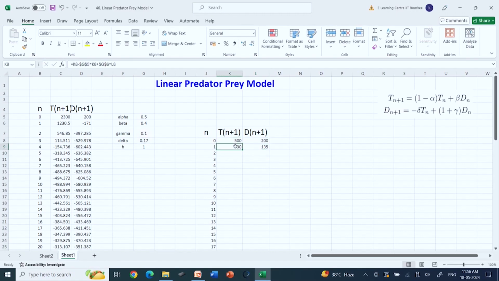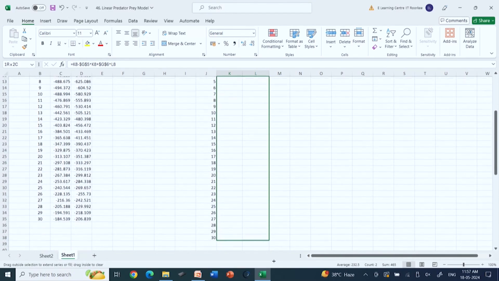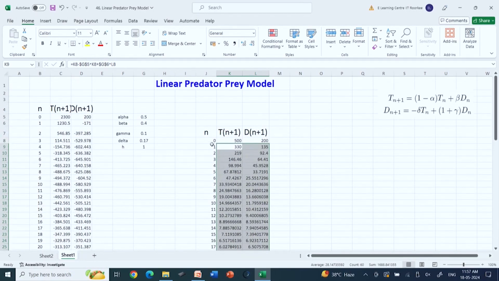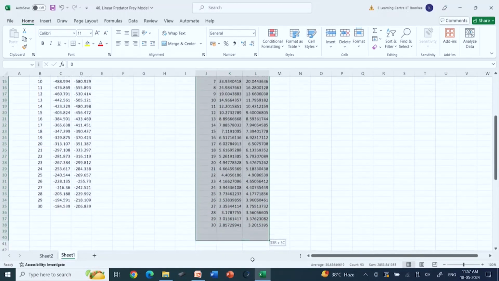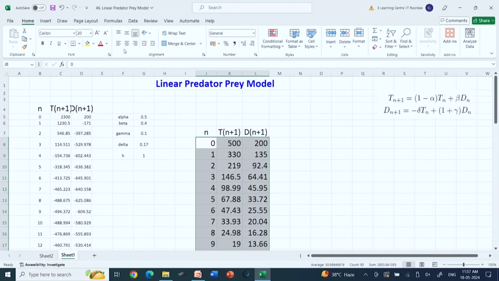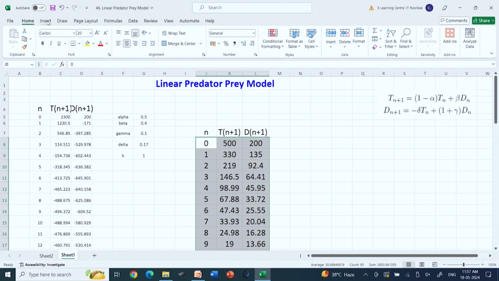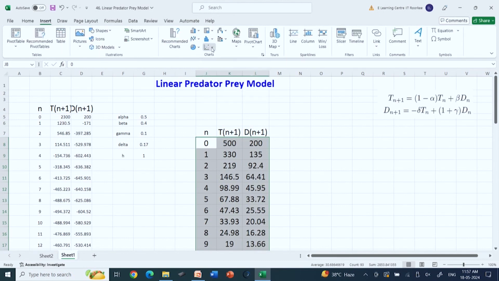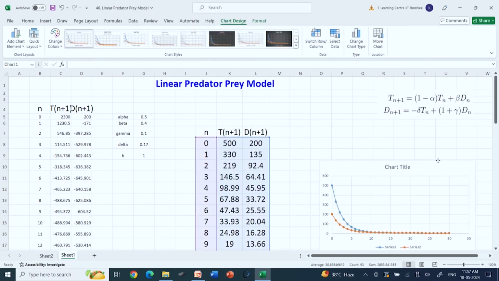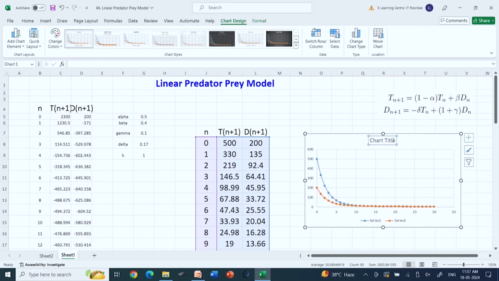So, now I drag these values up to 30 of them and let us now plot them. Just before that, I make the font a bit bigger and in the middle. Go to insert, go to this chart and take this chart. So, I will get this.